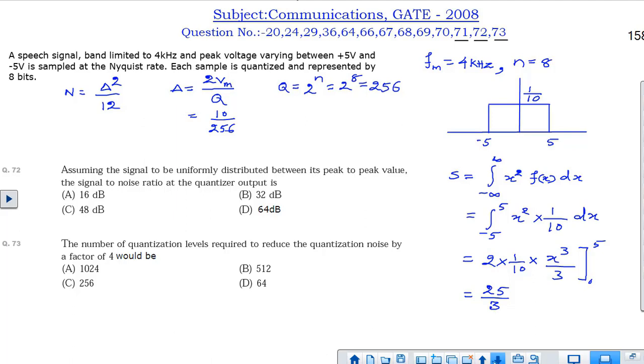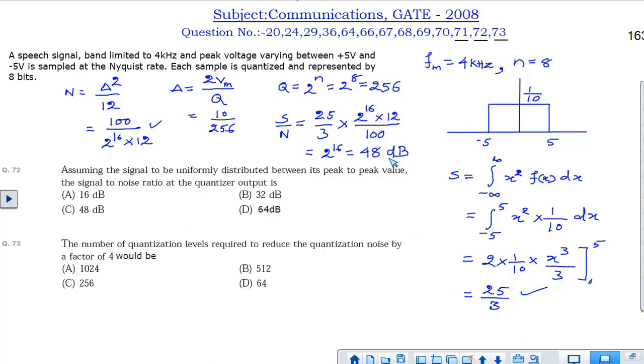If we substitute here, we will get the noise power equal to 100 divided by 2 to the power 16 into 12. So we have the signal power 25 by 3 watt and this is the noise power. So signal to noise ratio, we can find out, S by N equal to 25 by 3 into 2 to the power 16 into 12 by 100. After simplification, we will get this expression to be 2 to the power 16 because this 3 will be cancelled, this 12 to 4, so 25 into 4 equal to 100, so 100 will be cancelled. We will have only 2 to the power 16. Now if we express this in dB, we will have 48 dB, that is the signal to noise ratio is 48 dB for the quantization used. So option C is matching, hence option C is the correct answer for question number 72.